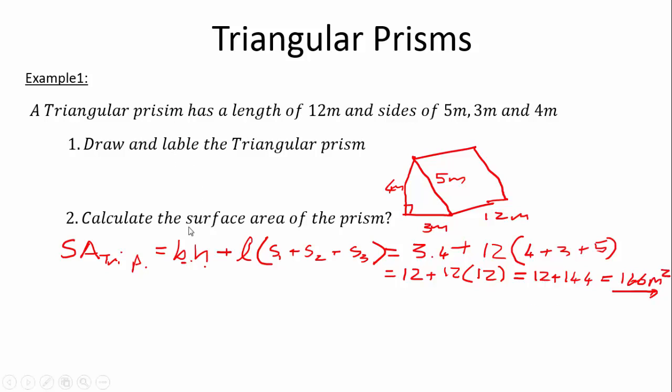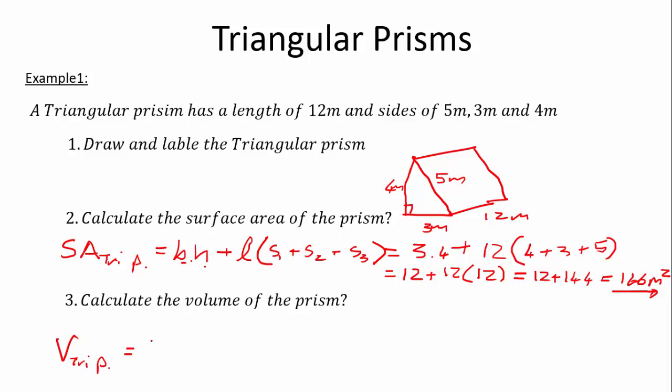Okay, calculate the volume of the prism. The volume of a triangular prism is simply equal to a half base times height. What is a half base times height? That is our triangle area, multiplied by the length. That easy. So a half, 3, times a height of 4, multiplied by the length of 12.